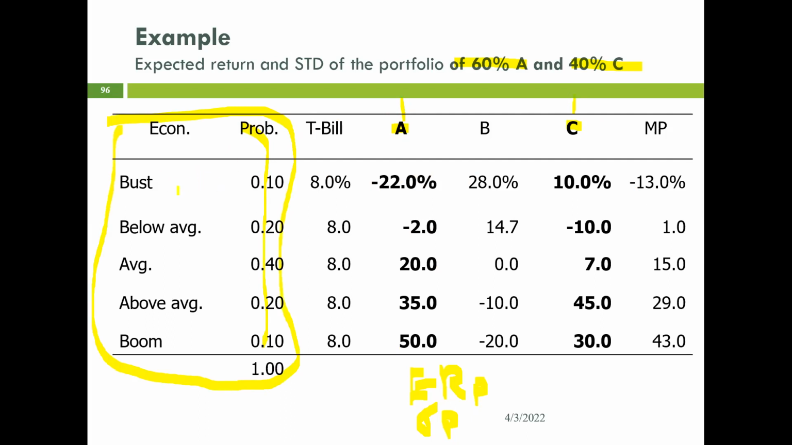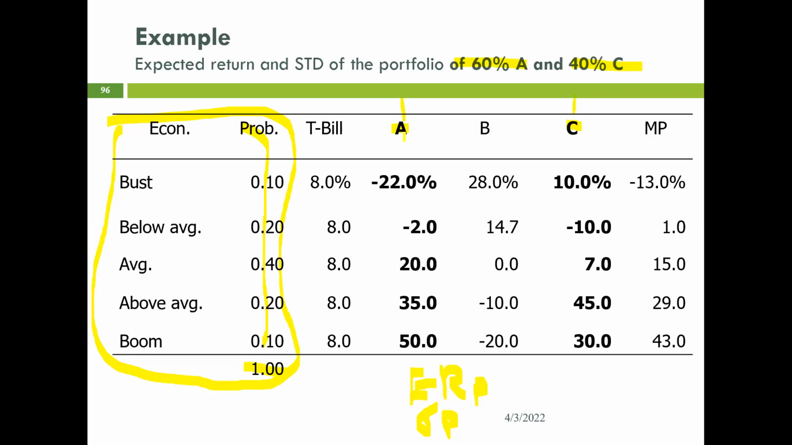So if a bust situation occurs, this is the forecasted return for stock A. If there is a boom, this is the forecasted return for stock A. Likewise, you can see there is a distribution. The total of this is equal to 1. You can check it. Now what you have to do, first, you have to calculate the expected return of A.